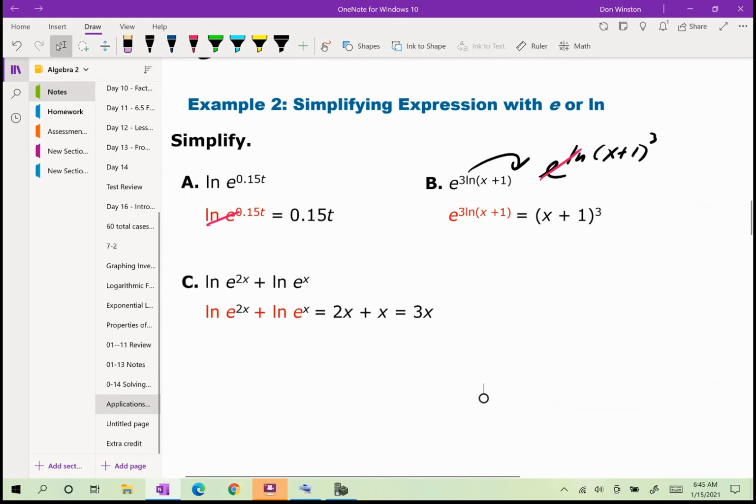And then we have the natural log of e raised to 2x times e raised to the x. The natural log of e raised to 2x is just going to be 2x. And the natural log of e raised to the x will just be x. And so we'll get 3x.